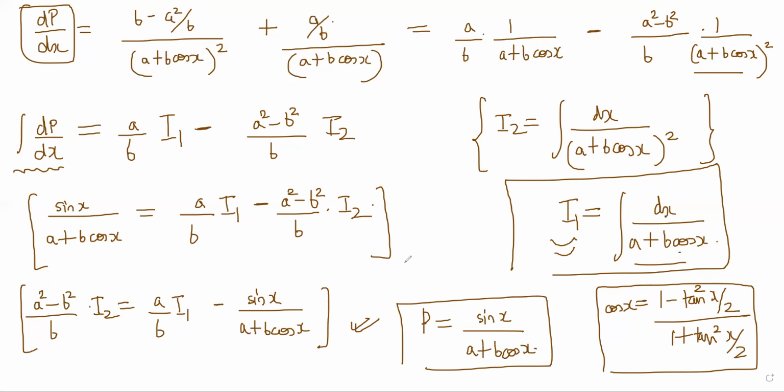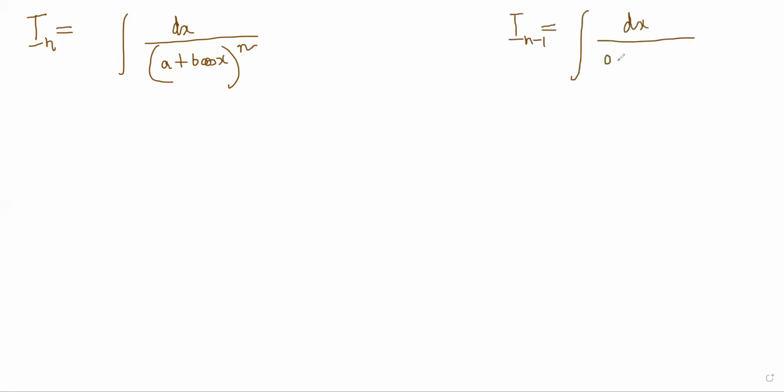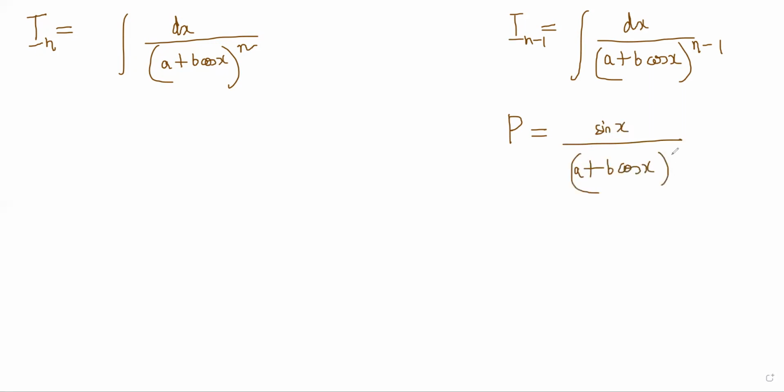So I will show you what happens in the general case. In the general case, let's say you have to find the reduction formula for In, which is equal to integral of dx by (a plus b cos x) power n, right? Now again, I will start off with the I(n minus 1). In minus 1 integral is dx by (a plus b cos x) power n minus 1. And I will construct my p to be differentiation of this: cos x is sin x by (a plus b cos x) power n minus 1. And then I will look at dp by dx.